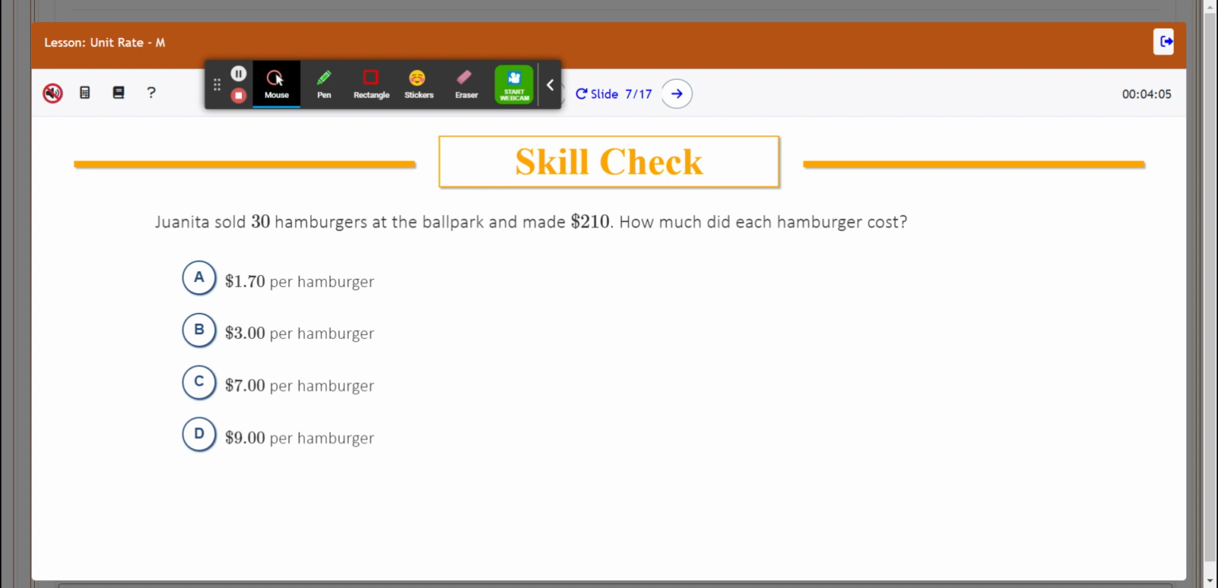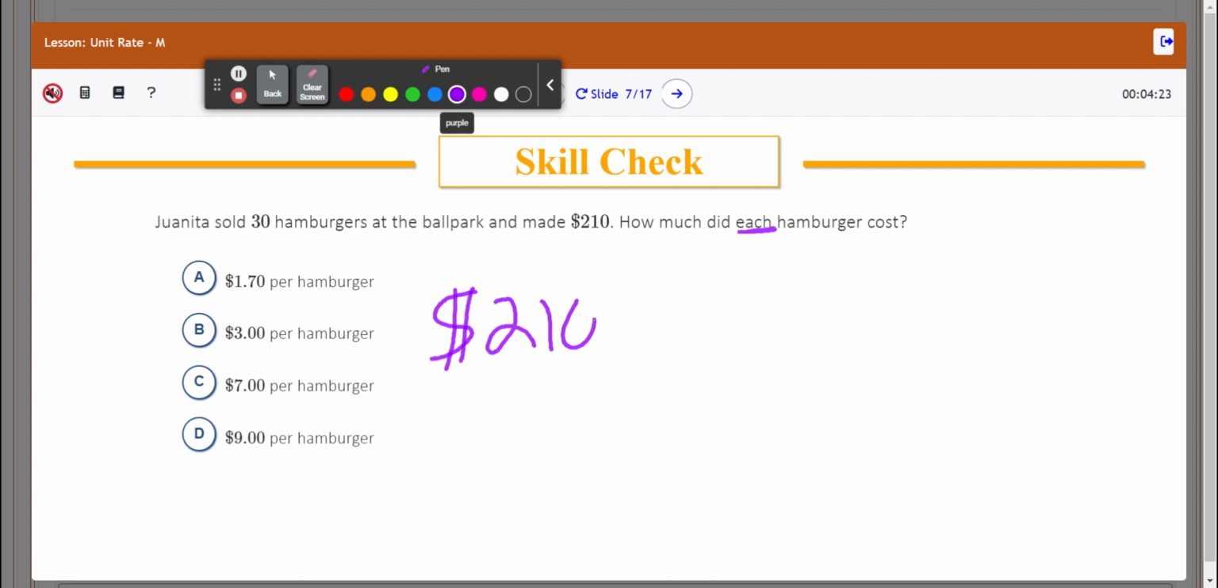Juanita sold 30 hamburgers at the ballpark and made $210. How much did each hamburger cost? So I need to find out the cost for one hamburger. I'm going to start with the information they gave me. She made $210 and she sold 30 hamburgers. That's giving me my ratio right there. I put H down here for hamburgers: she sold 30 hamburgers, she made $210.